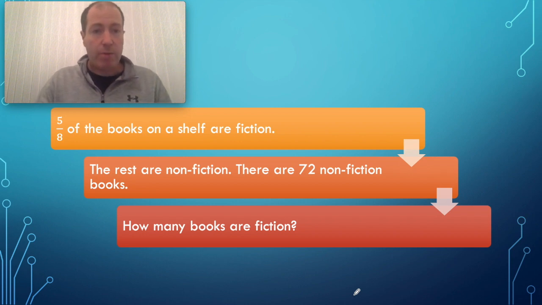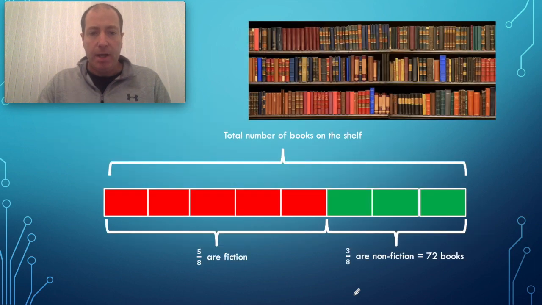So how are we going to represent all of that information and the question on a bar model? Well, straight away I see that the fraction is 5/8. I notice that the denominator is 8, so my bar model should be represented with 8 equal bars. It should look a little bit like that. As you can see, I've got a long bar which represents all the books on the bookshelf, and I've got 5 bars in red, which is the 5/8, the fiction, and 3 bars in green, which are the non-fiction.